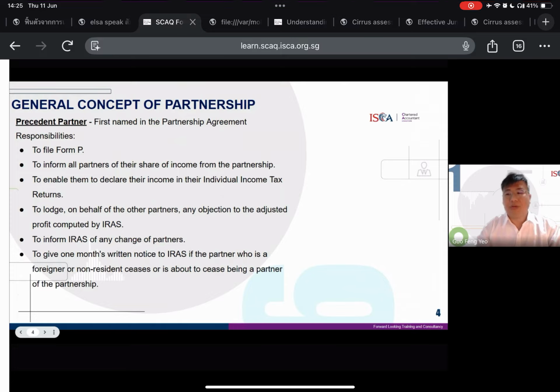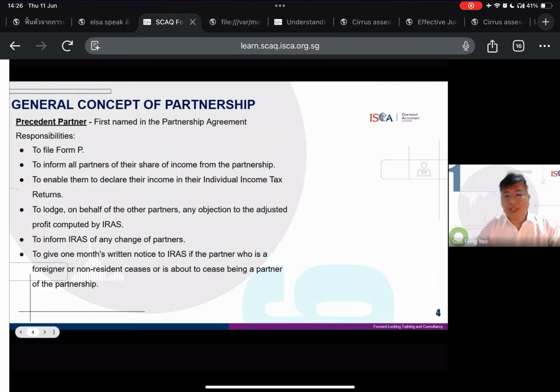We will now go through each of them. 1. The precedent partner is responsible to file Form P. If we refer to the earlier slide, a partnership does not have any obligation to file a tax return, neither is the partnership being subject to tax at the partnership level. So what is the purpose of this Form P?